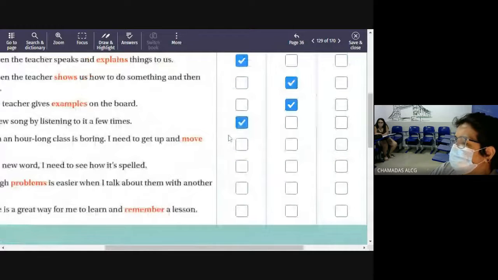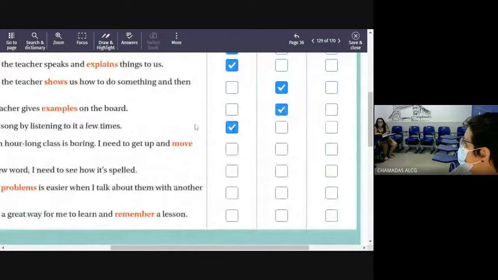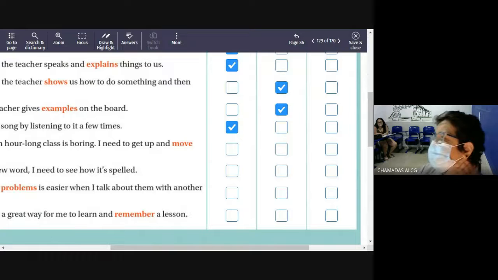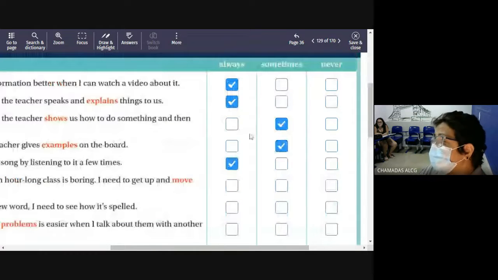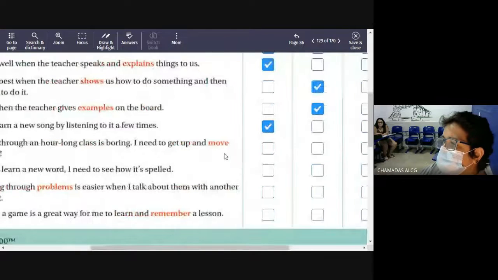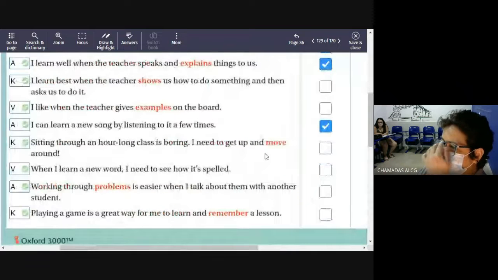Can you just learn the song by listening to it, or do you need to have the lyrics? Sometimes it's necessary, right? Because you don't really understand what the person is saying, right? So we can, well, in my case, yeah. It also depends on the song. It depends on the band or the singer. Yeah. So it depends a lot.